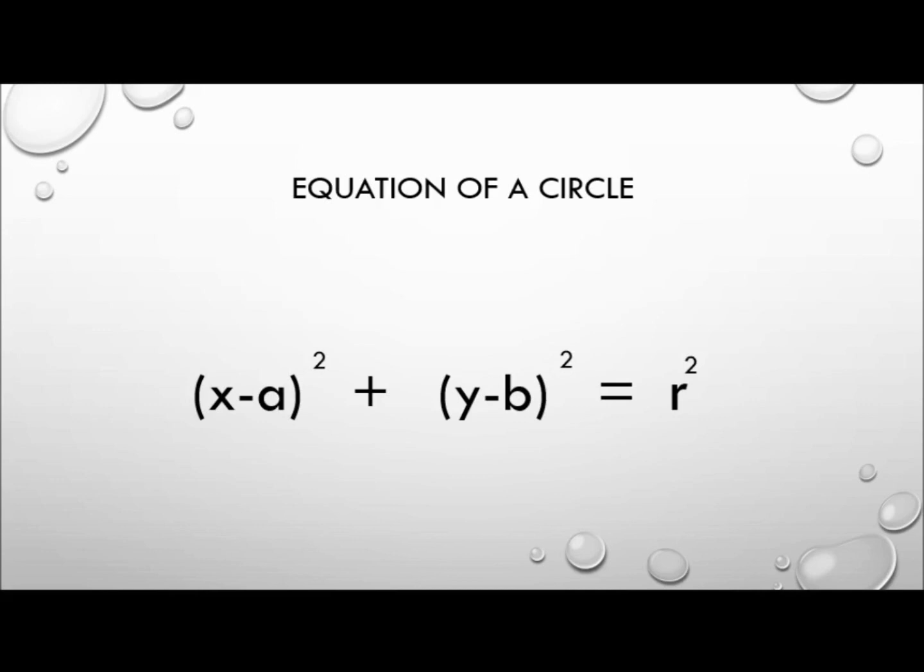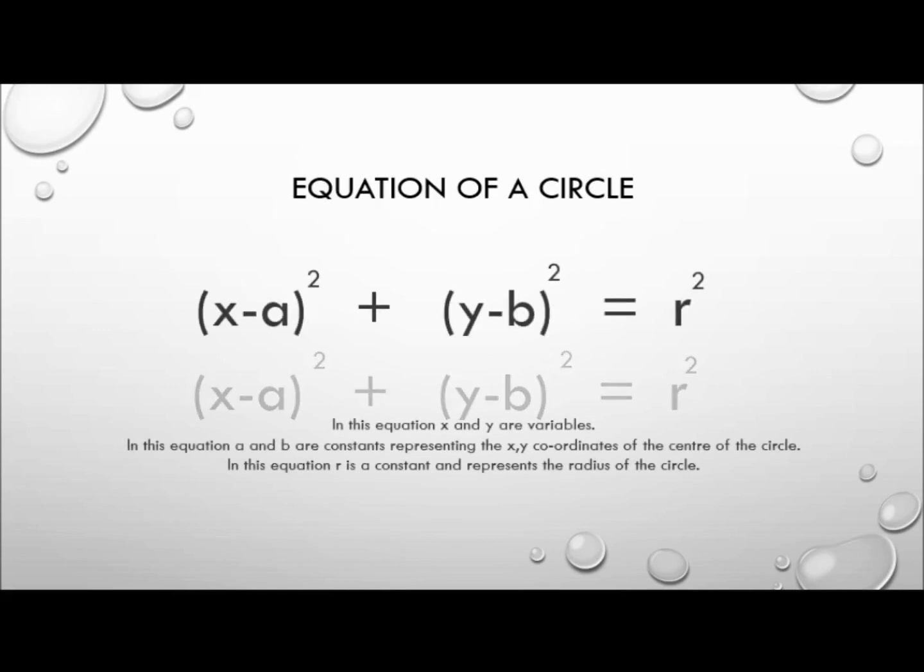The equation of a circle takes the general form (x − a)² + (y − b)² = r². In this equation, the x and y are variables, and a and b are constants representing the x-y coordinates of the centre of the circle, and r is a constant that represents the radius of the circle.